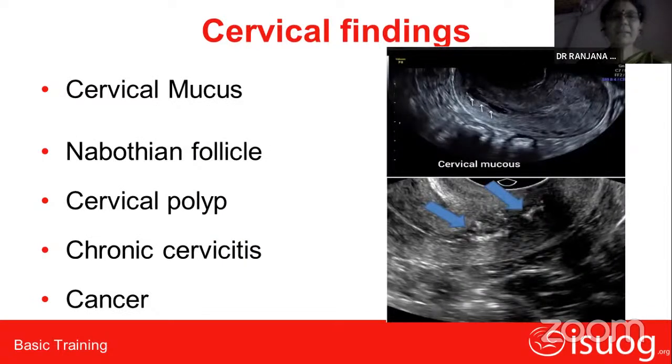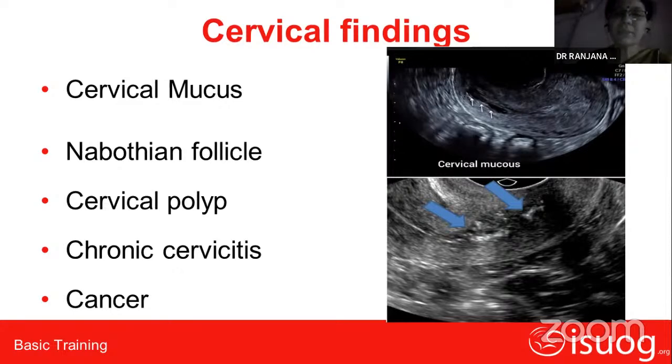The cervical findings are, in the first image, you are seeing a thin lining of cervical mucus. The thin lining of cervical mucus occurs during the peri-ovulatory phase as the mucin and glycogen are secreted from the endocervical part of the cervix. So this is the time when, during reproductive IVF or IUI, we are giving the HCG injection.